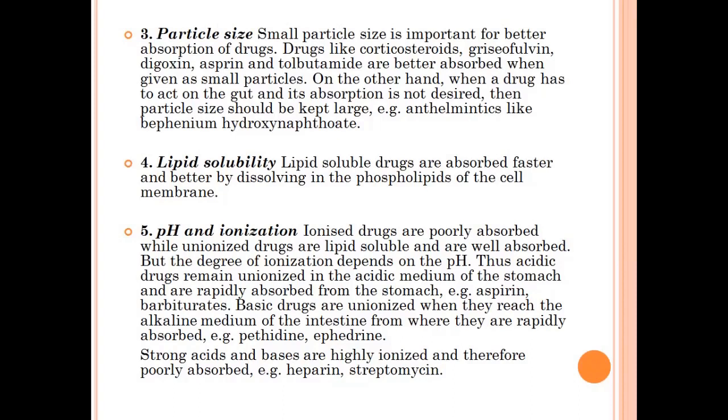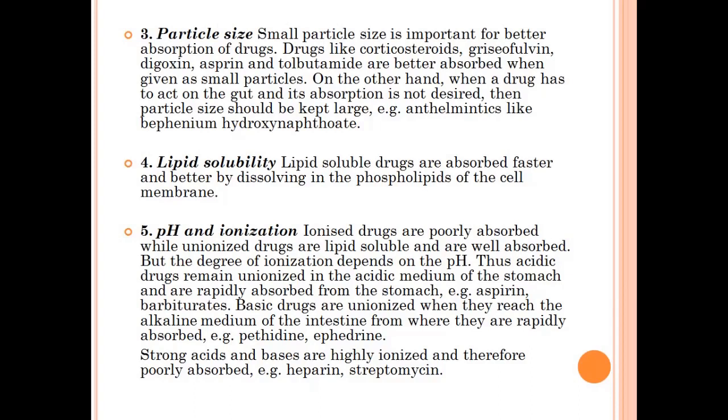The next point is pH and ionization. Ionized drugs are poorly absorbed while unionized drugs are lipid soluble and are well absorbed. But the degree of ionization depends on the pH. Thus, acidic drugs remain unionized in the acidic medium of the stomach and are rapidly absorbed from the stomach. Example, aspirin and barbiturates. Basic drugs are unionized when they reach the alkaline medium of the intestine from where they are rapidly absorbed. Example, pethidine, ephedrine.